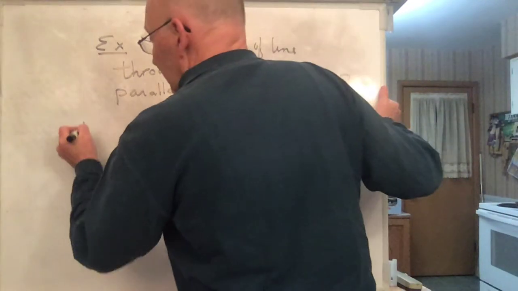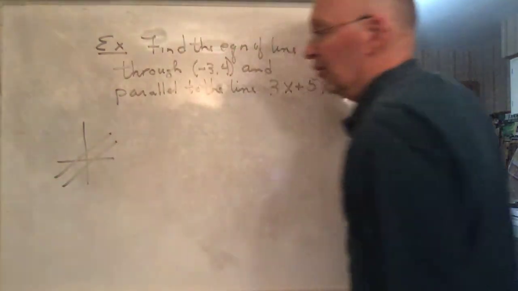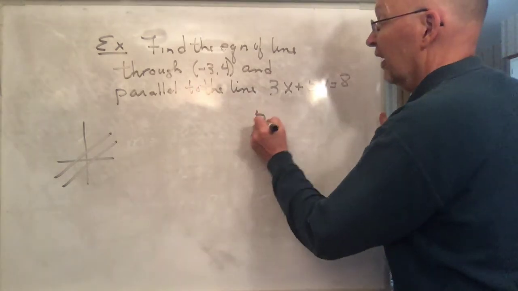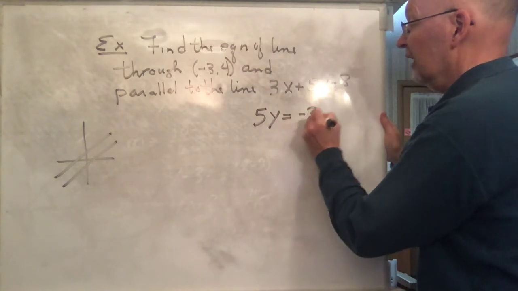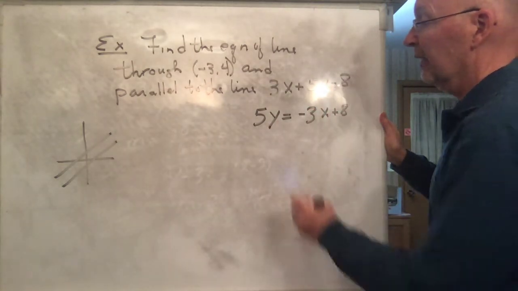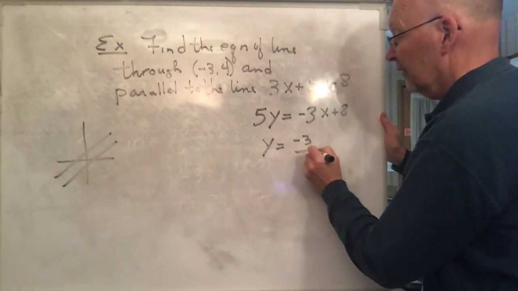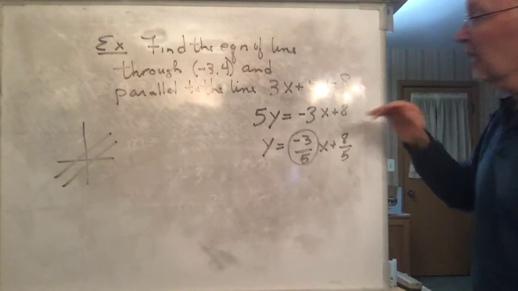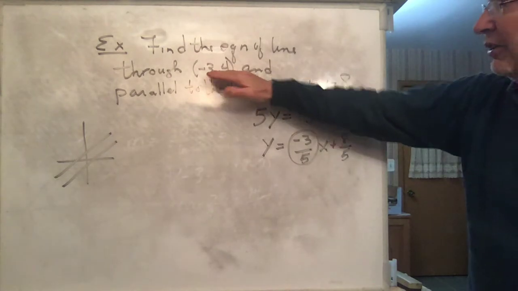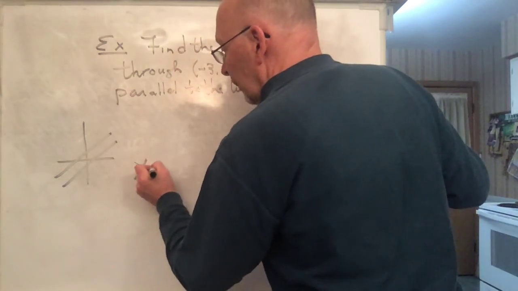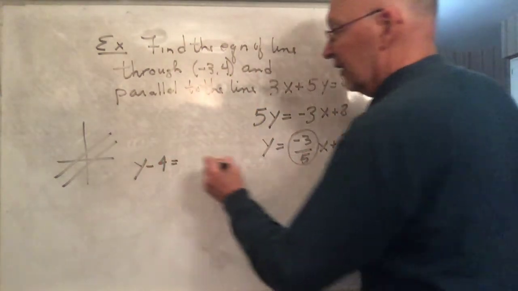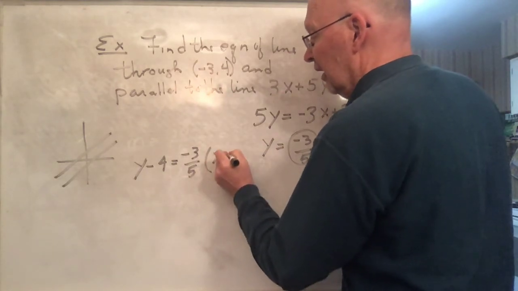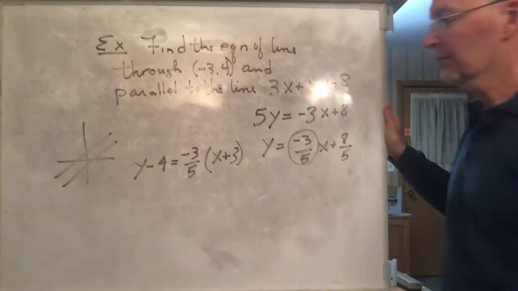Well, two lines are parallel if they have the same slope. So the first thing we need to do is to find the slope of this line, which we can do. If we solve it for y, we're going to get 5y is equal to -3x plus 8. Divide by 5, you get y is equal to -3/5 x plus 8/5. So there's the slope of this line. I want that same slope, but I want it to go through this point. So you can just go y minus 4 is equal to -3/5 times the quantity x minus (-3). X minus (-3) is, of course, the same as x plus 3. So you can leave it like that.